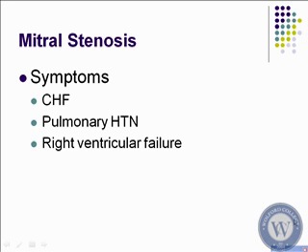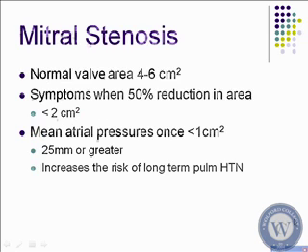Eventually, once the compensation is no longer able to do that, which means that usually the left atrium is very much enlarged, it leads to elevations in pulmonic venous pressure, which eventually leads to congestive heart failure, pulmonary hypertension, and if it persists for too much longer, it develops into right-sided ventricular failure.